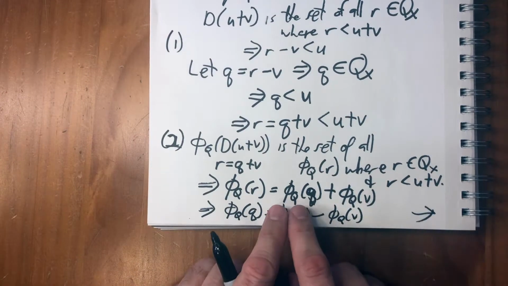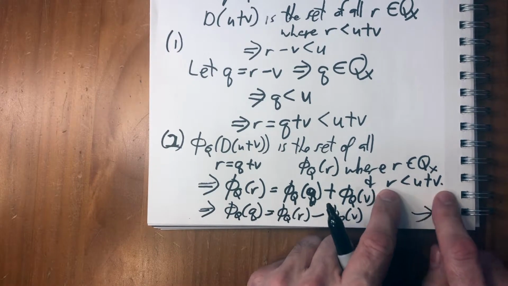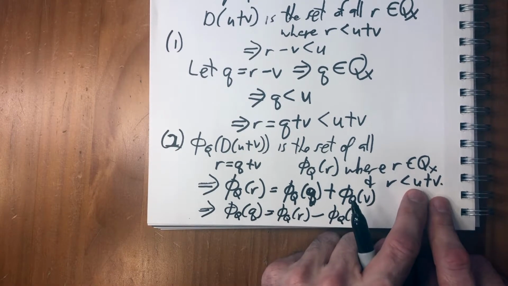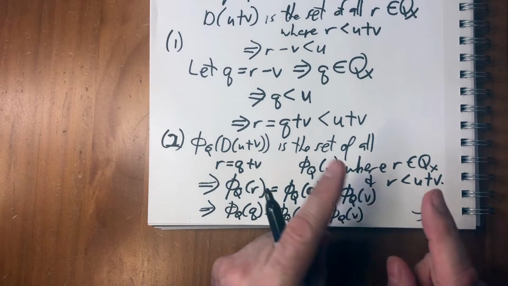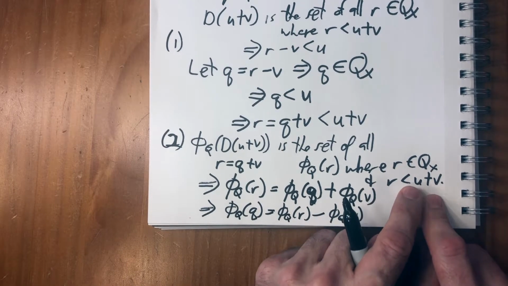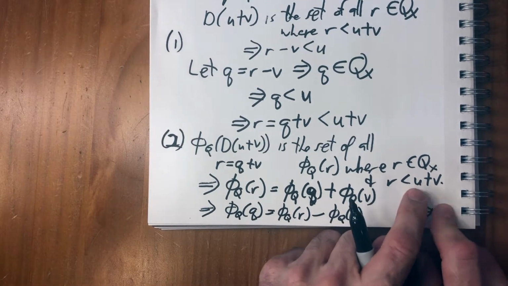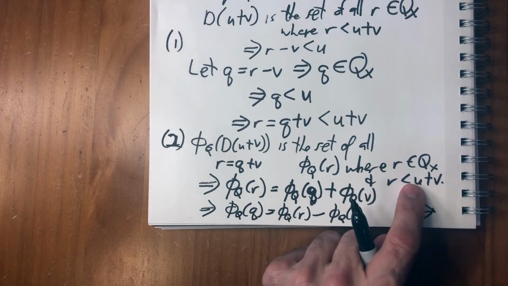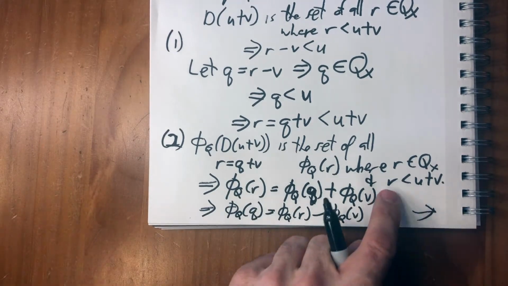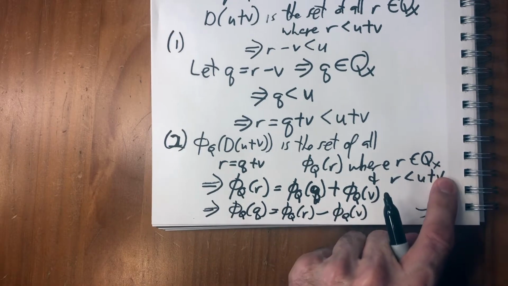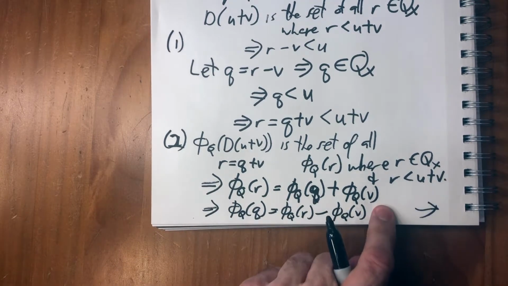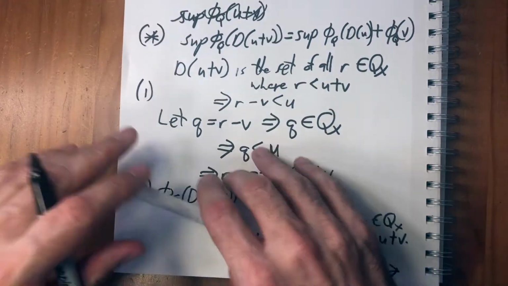Notice that we cannot apply phi q to this inequality because u is not rational. So we can't say that phi q of r is less than phi q of u plus phi q of v because phi q of u is undefined. But we do know things about r and things about v in q and in phi q because they're all rational.